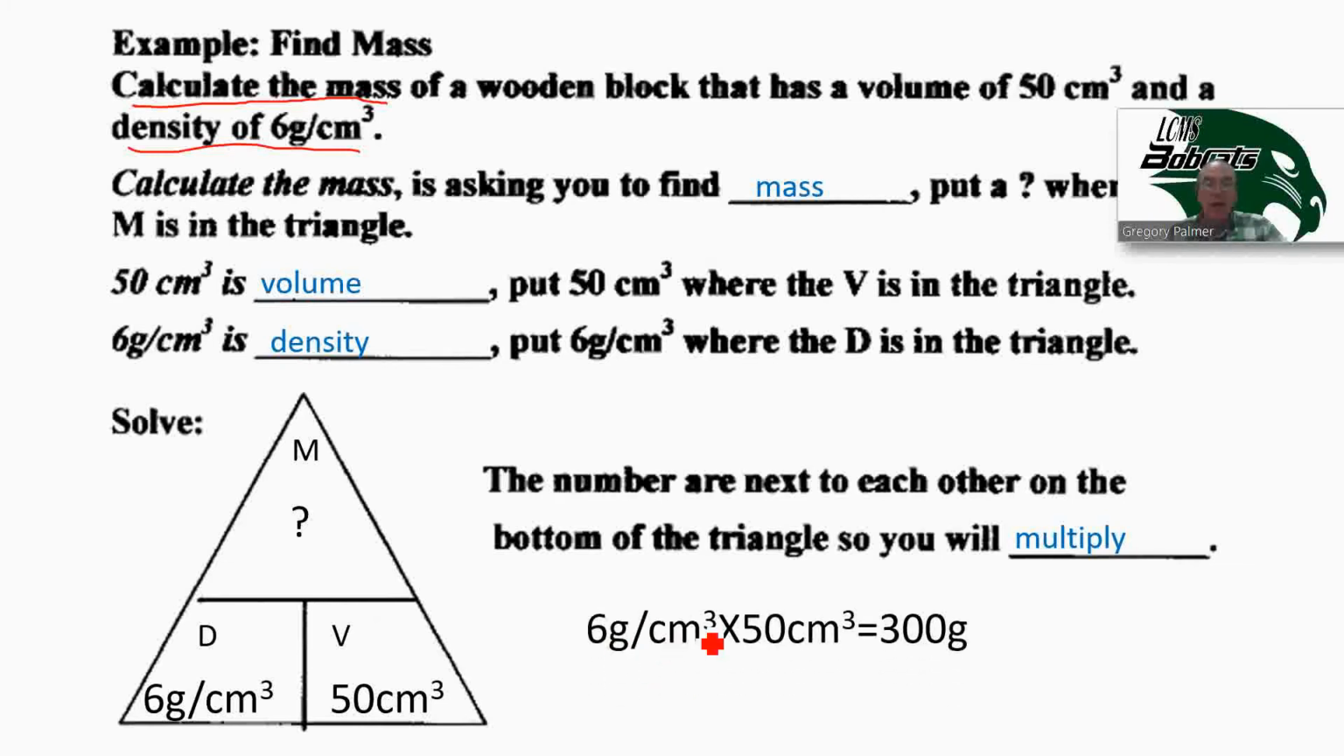We're going to have 6 grams per centimeter cubed times 50 centimeters cubed. The centimeters cubed cancel off. What's left is grams. And that should make sense, because the unit for mass is grams.